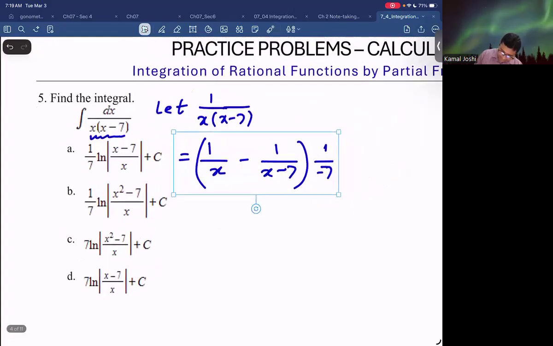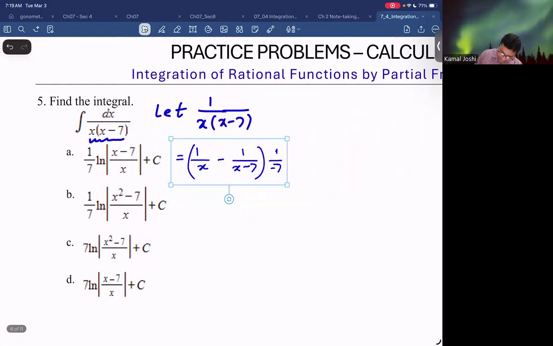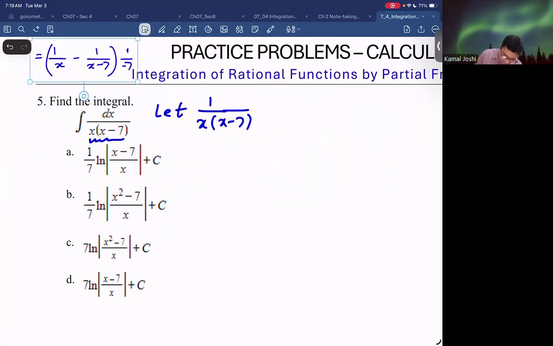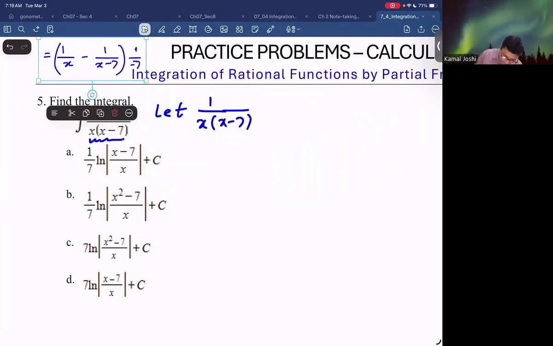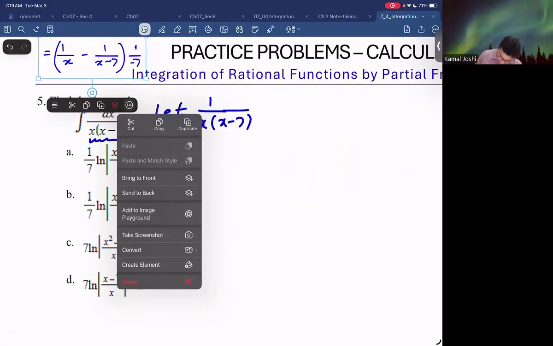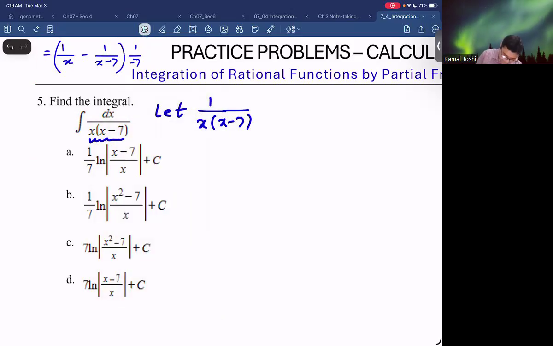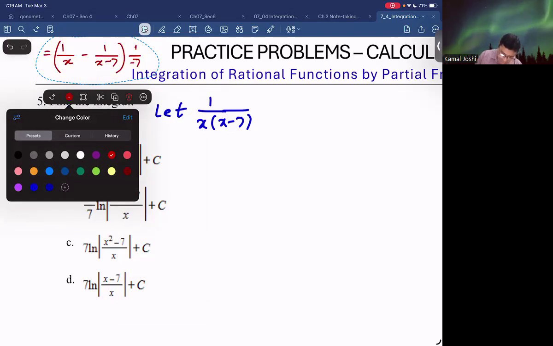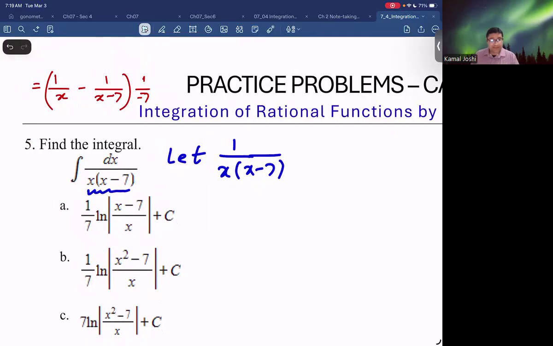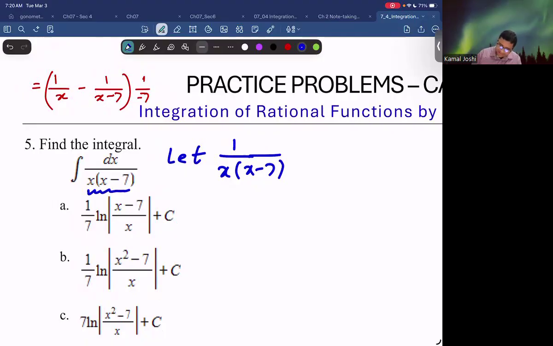Or not even here actually. Let me make it smaller and drag it somewhere on top. Let me see if I can change its color to something more visible. I'm expecting that to be my final answer, but let us do it systematically through partial fractions.